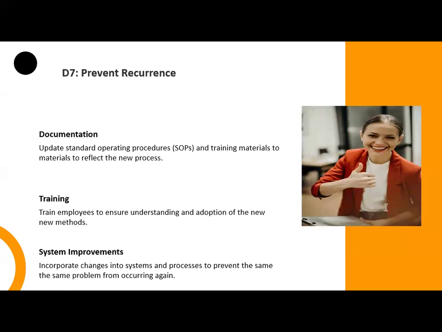D7 is about preventing recurrence. A real solution is not complete until it sticks. D7 is about updating the standard operating procedures, SOPs, retraining the staff, or making systemic changes to prevent the same issue from resurfacing. So this is where short-term fixes become long-term improvements.